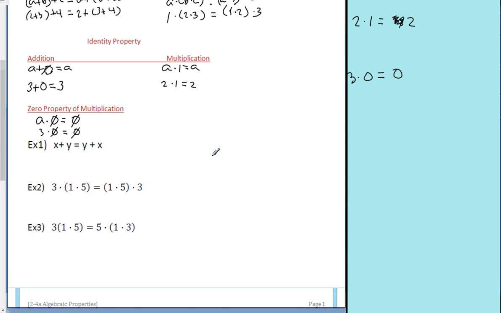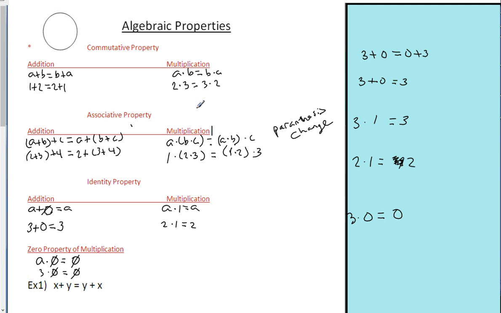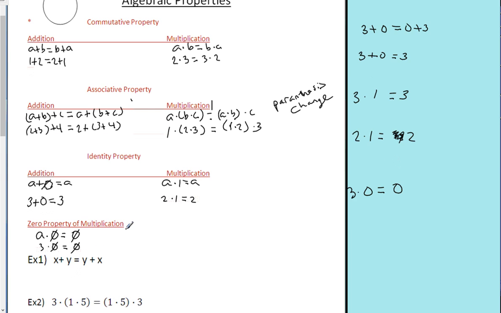All right, so let's quickly summarize and do some examples. Commutative property, you can add or multiply two things in any order. Associative property, you can change the order that you add or multiply in. Make sure if the things in the parentheses change, it's associative. If the parentheses don't change, it's probably commutative. Identity property, A plus 0 is equal to A times 1 is equal to A, and then we have the zero property of multiplication, A times 0 is equal to 0.